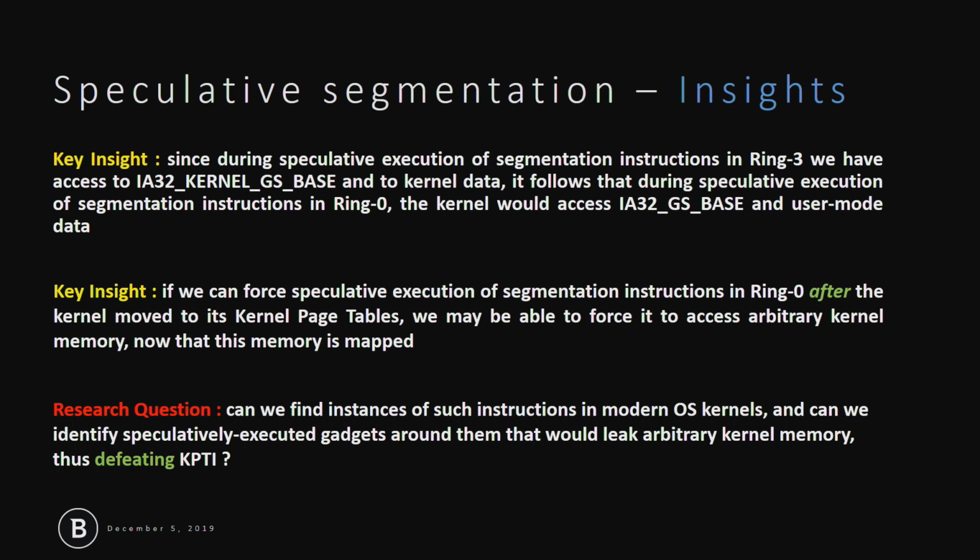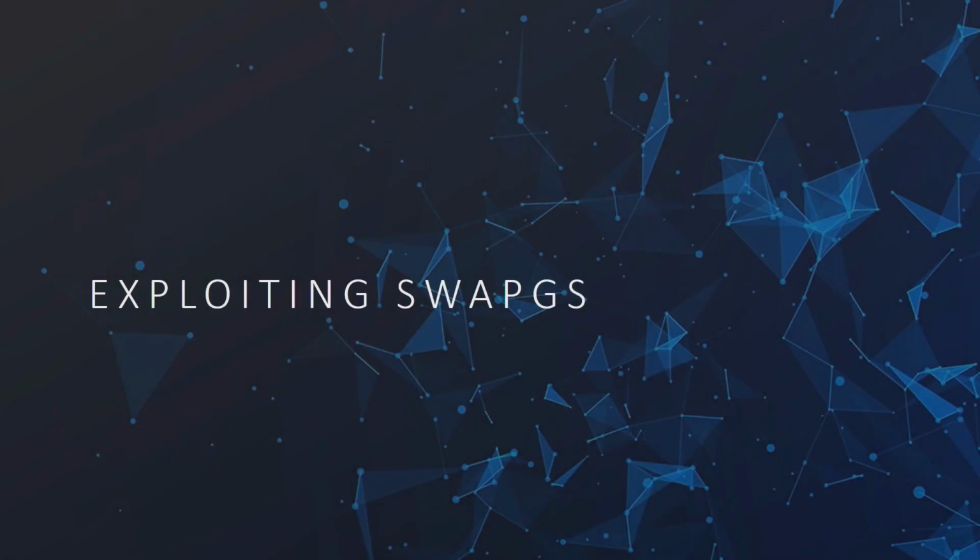And the second insight is if we can force speculative execution of segmentation instructions in ring 0 after the kernel moved to its kernel page tables, we may be able to force it to access arbitrary data in memory, now that kernel memory is mapped. So we reach a research question: can we find instances of such instructions in modern operating system kernels, and can we identify speculatively executed gadgets around them that would leak arbitrary kernel memory, thus defeating KPTI? And an answer to this question will be given by Andrei.